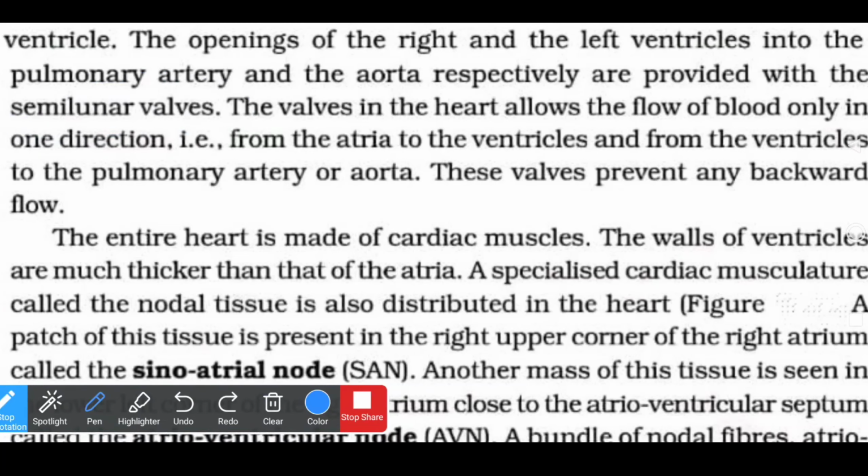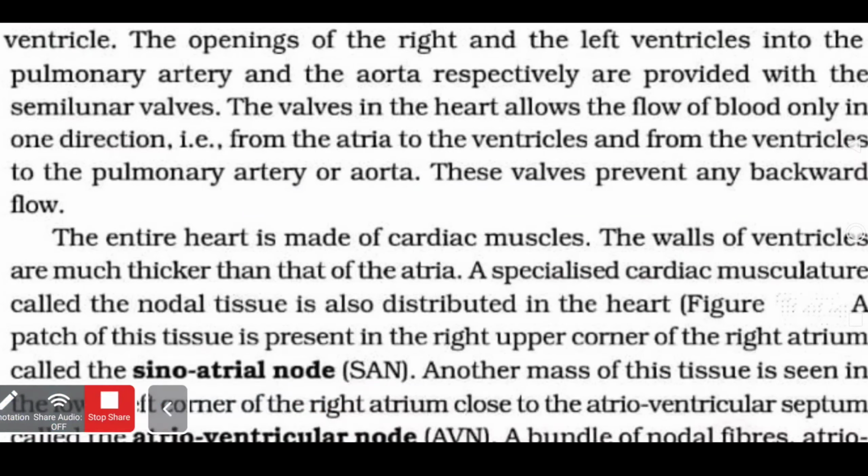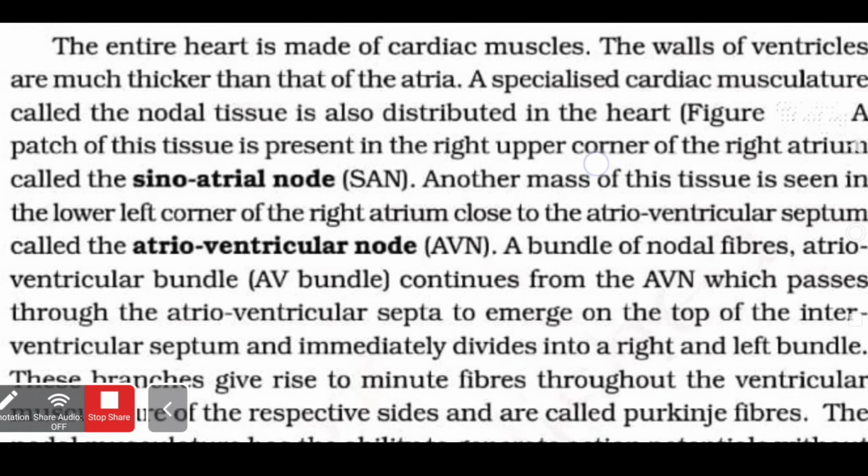Now, the valves in the heart allow the flow of blood only in one direction, that is from the atria to the ventricles, because they are not allowing the backflow of the blood. And from the ventricles to the pulmonary artery or aorta, whatever it may be, these valves are preventing any backward flow, that is what we call the backflow of the blood.